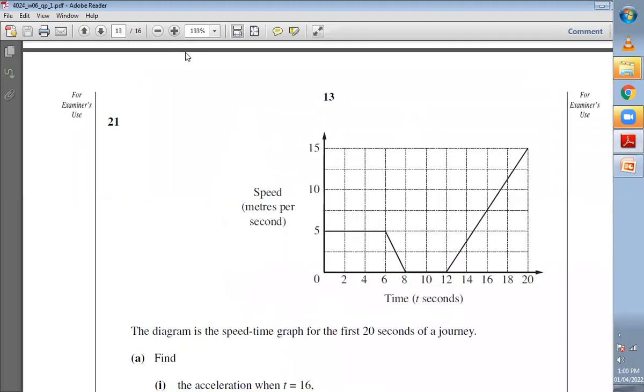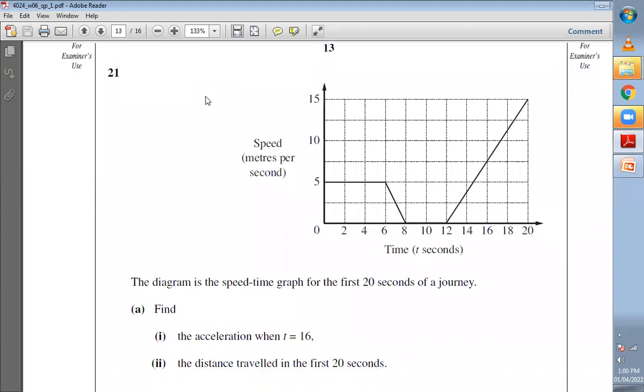Okay. So now we have this question. The question number 21 is coming up on your screen. He says a speed time graph is given. The speed is on the y-axis, the time is on the x-axis. The time is in seconds, the speed is in meters per second.